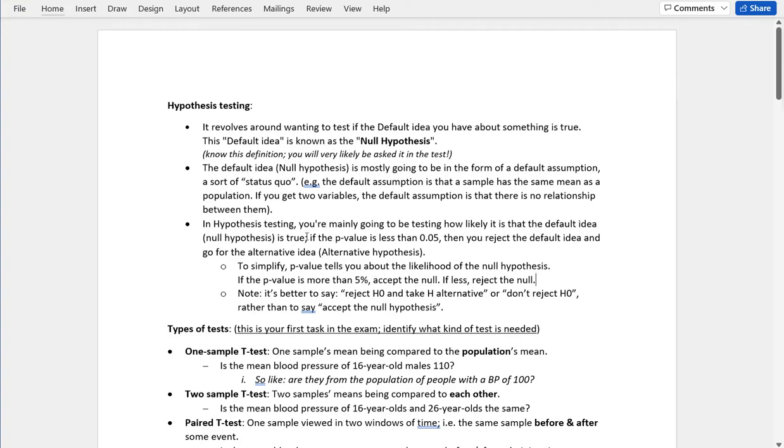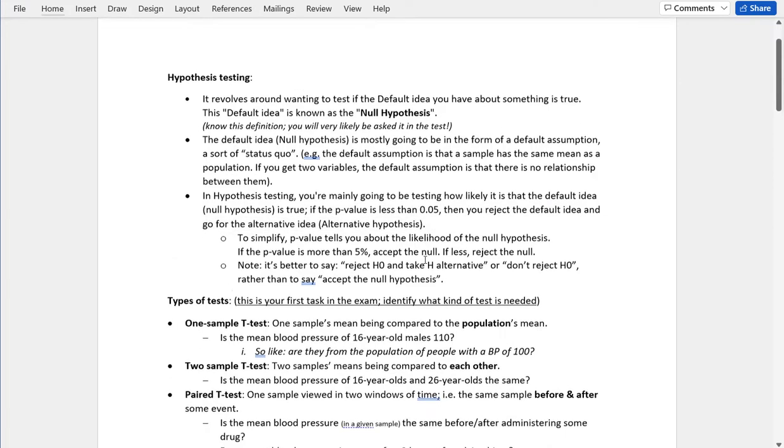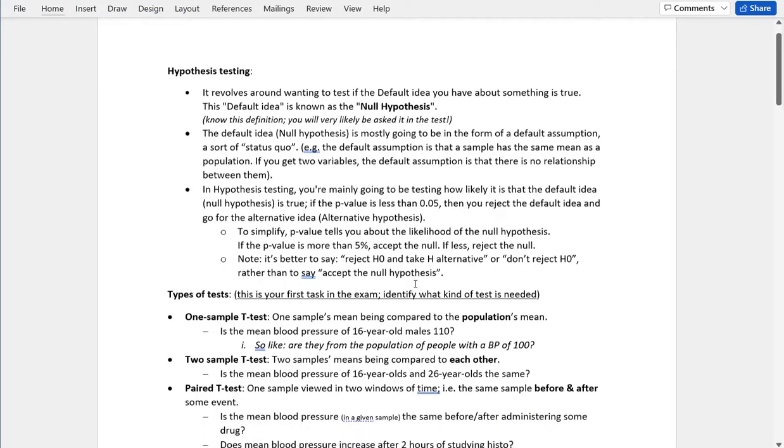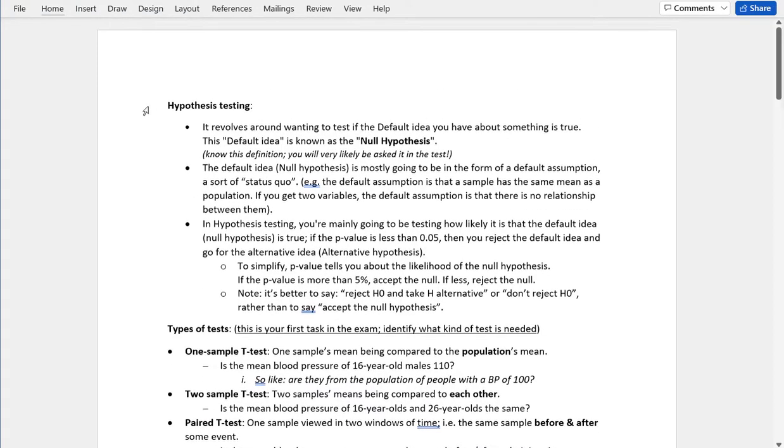And basically, that's what we were saying, that in hypothesis testing, you're mainly going to be testing how likely it is that the default idea, the null hypothesis, is true. If the p-value is less than 0.05, you reject the default idea, you reject the null hypothesis, and you go for the alternative idea, the alternative hypothesis. So that is basically the gist of this. This is the theory part of hypothesis testing.